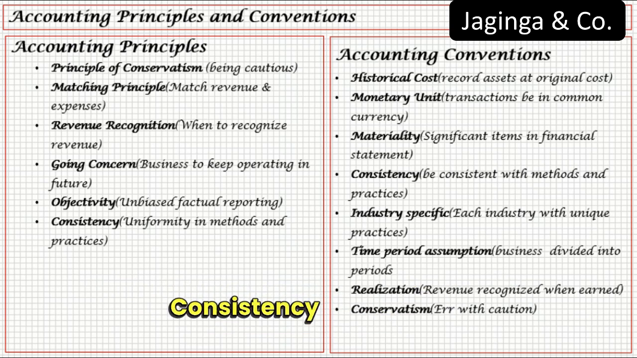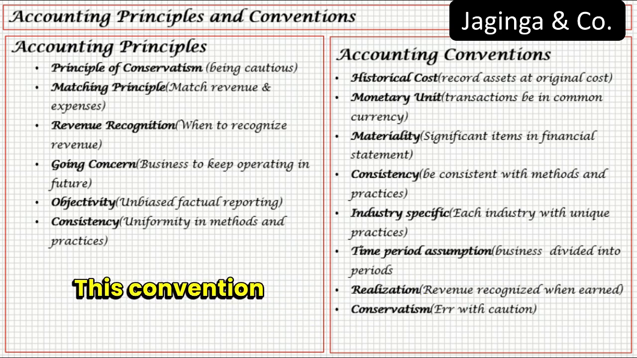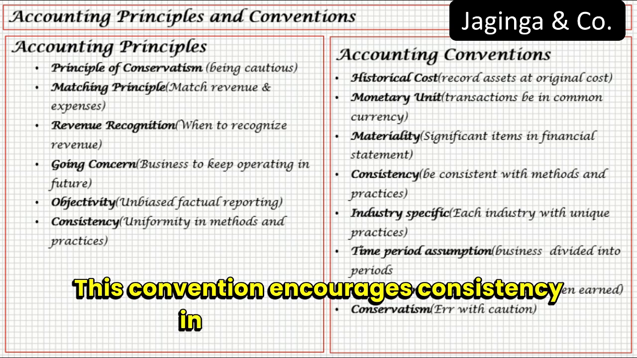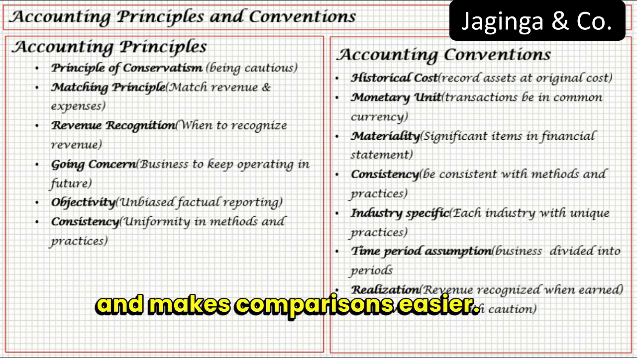4. Consistency convention. This convention encourages consistency in accounting methods from one period to the next. It's like sticking to your favorite pizza toppings every time you order. It keeps things predictable and makes comparisons easier.